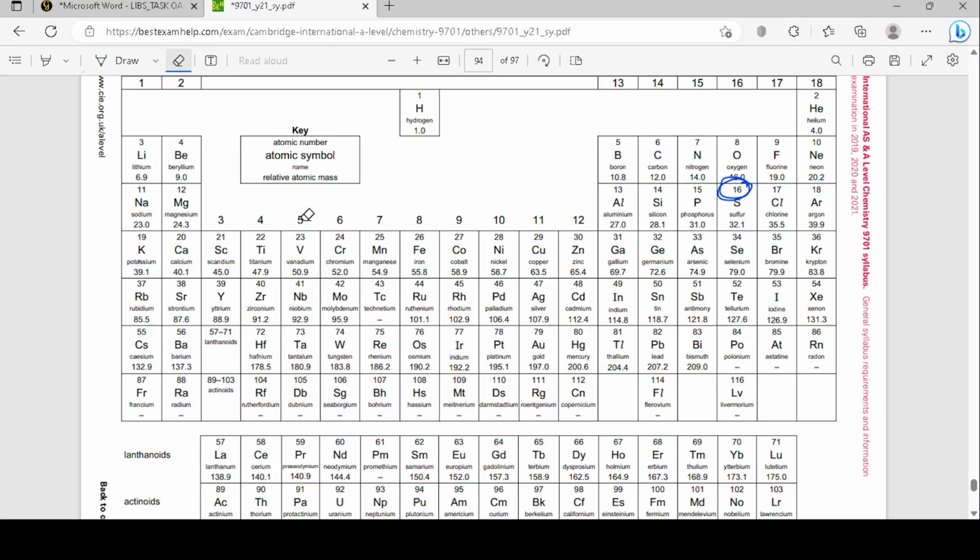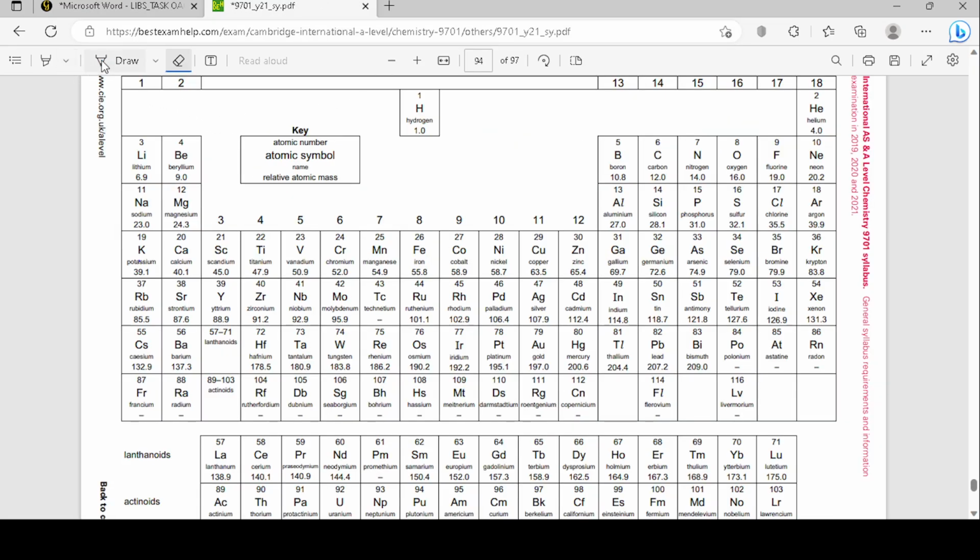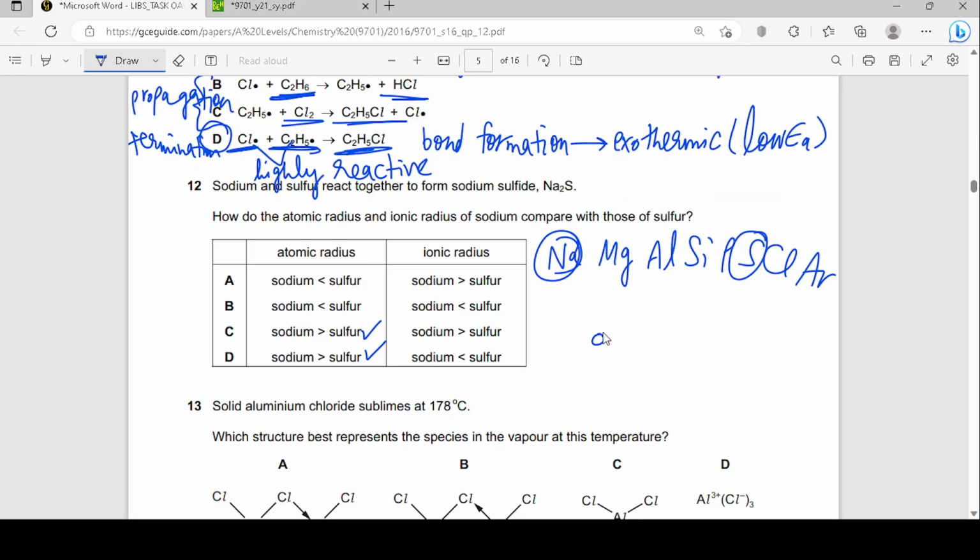And next they're asking about the ionic radius. So as for the ion, which period are sodium and sulfur in? This is period 1, period 2, period 3, so they're in period 3. So basically they have three shells that are occupied.